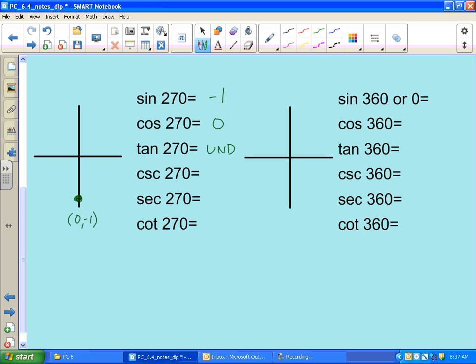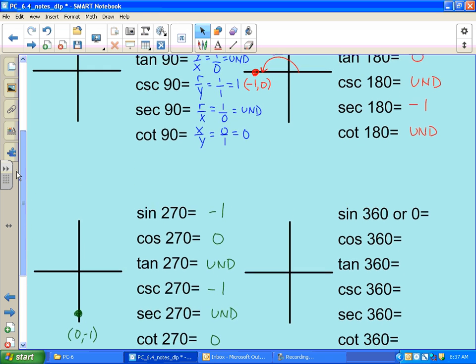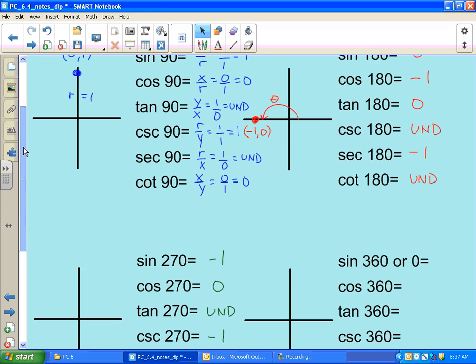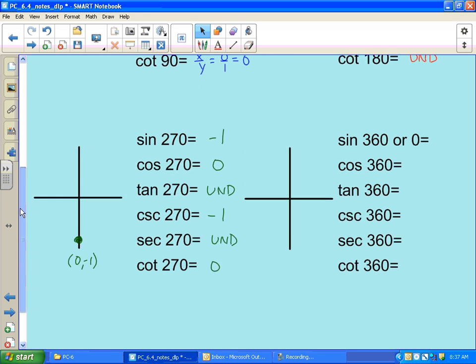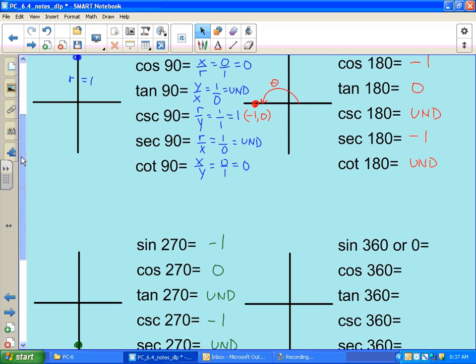Cosecant is going to be -1. The secant is going to be undefined. And then our cotangent will be 0. So why on 90 and 270 is this the case? Or, well, what happens on 90 and 270 is my x's become 0 and my y's either become +1 or -1. So you can see a little relationship there.